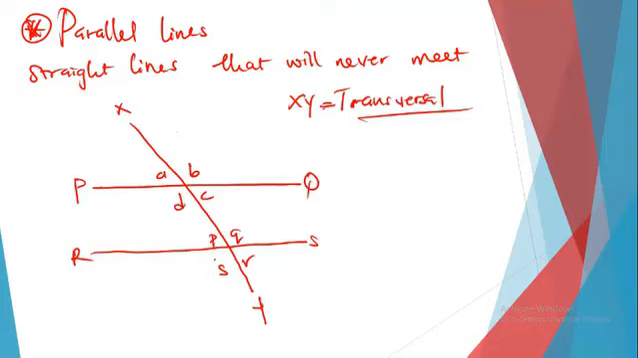Okay, now in angles, whenever we have something like this, we have conditions or rules that back this up. Now we have what we call corresponding angles.